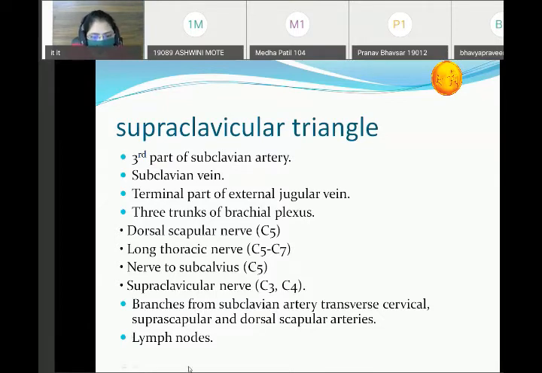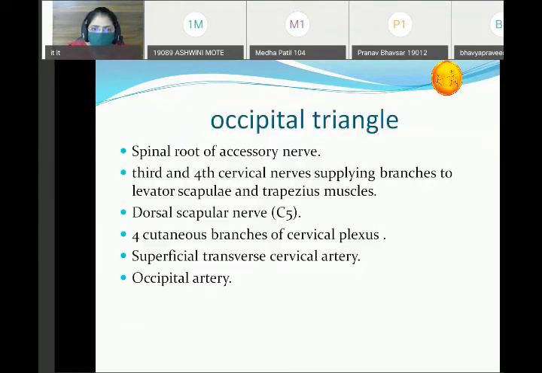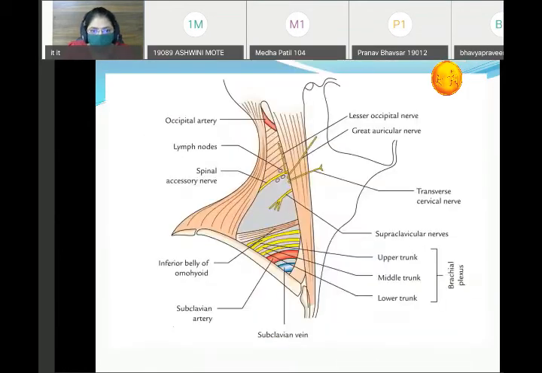And lastly, the lymph nodes. So these are the contents of the supraclavicular triangle. If you draw and practice this diagram, you can easily write the contents of both these triangles. So here you find the main contents of the supraclavicular and subclavian triangle.